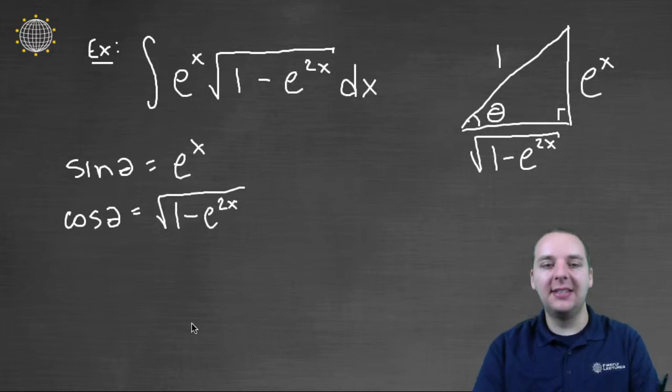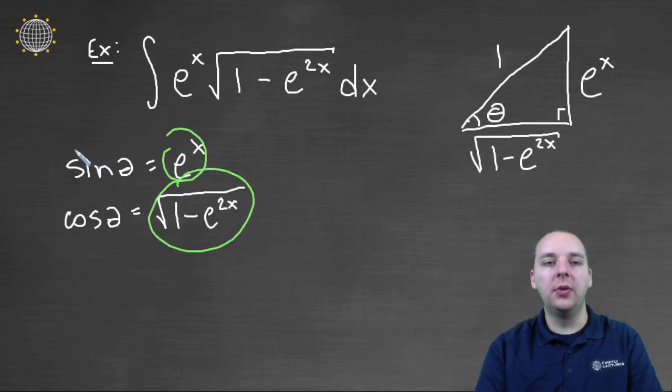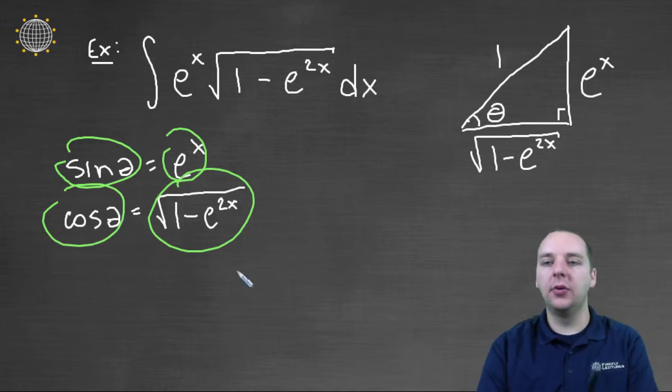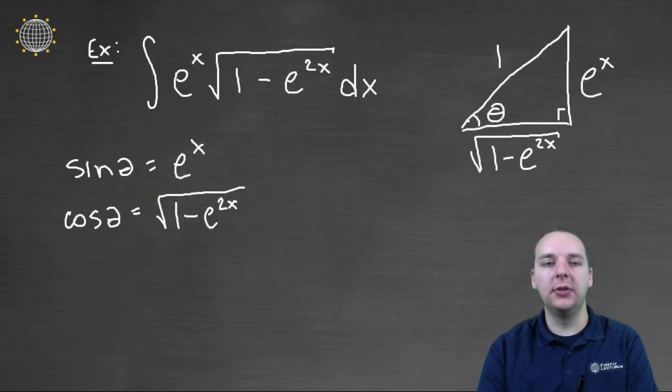Okay, so instead of having these guys in your integral, you can replace them with these guys. And it turns out if you do that, the integral is a little bit easier to do. Now, so I've got e to the x, that's sine theta. I've got the radical expression, that's cosine. I don't have dx yet, so just while I'm at it, let me go ahead and find dx as well.